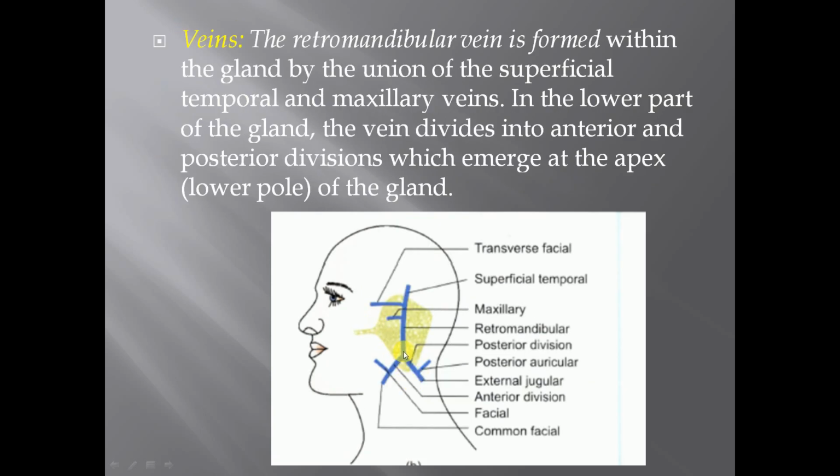Coming on to the veins. So the retromandibular vein is formed within the gland by the union of the superficial temporal vein and the maxillary vein. This is the maxillary vein, this is the superficial temporal vein. So the lower part gets divided into two parts: this is your anterior division, and this is your posterior division.